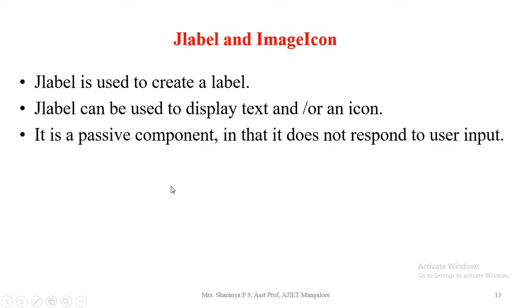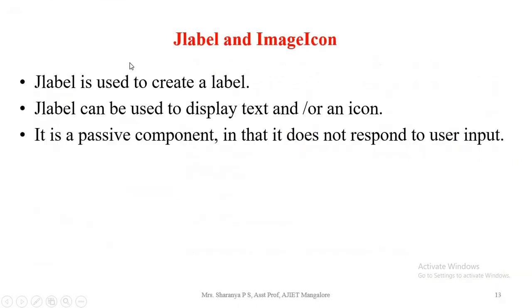First, we will see what is meant by the JLabel class, how it is defined, as well as how we can add an image icon. JLabel is used to create a label. This label is simple text that is displayed on the output, like on the window, and it is not able to perform any operation. The user cannot perform any operation by clicking on the label. These are all passive components.